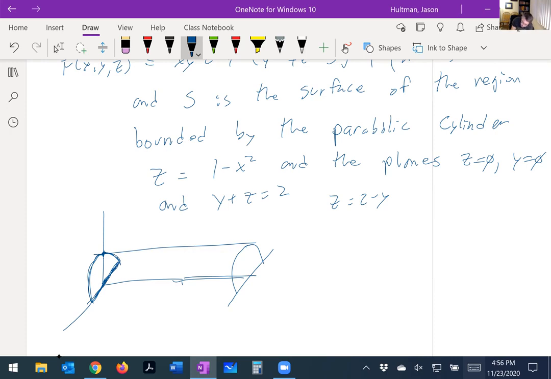And so when y is 0, z is equal to 2. And when y is 2, z is equal to 0. So keep this in mind here.